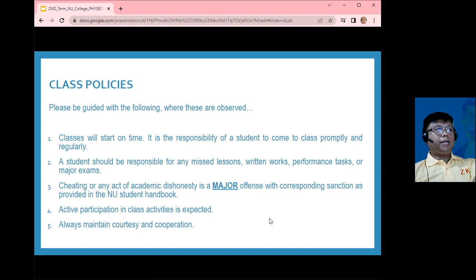As for class policies, we start our classes on time, and you have the responsibility to be in class promptly and regularly. I will try to open my class 5 minutes before the actual time, and I will give you a grace period of 10 minutes if you come in a little later than the actual time. So if your class is at 7 o'clock, you will be given until 7:10 as a waiting period, and then I am going to start the class.